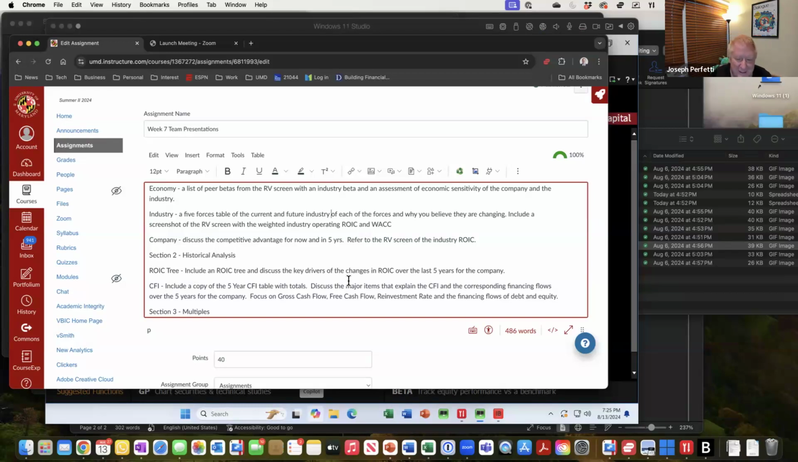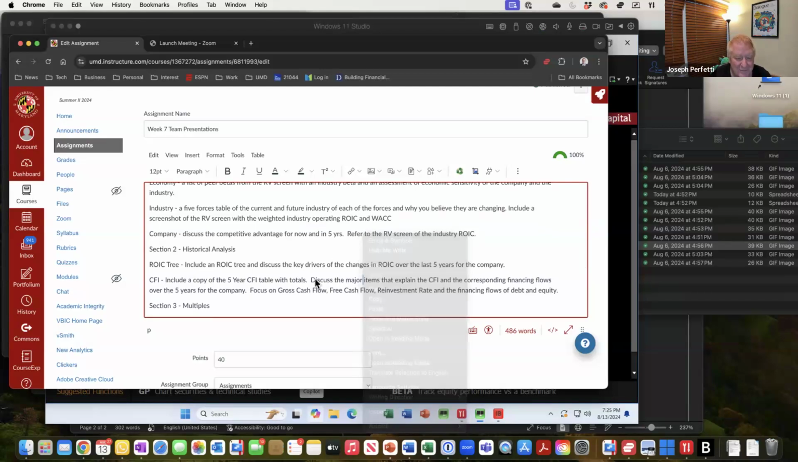So PowerPoint. I copied this assignment over from a previous semester where actually they did have to write papers. Industry, 5 forces, company advantage today and in 5 years, similar to your assignment. Historical. You've got to do a full ROIC tree analysis and a full CFI analysis. When you do the ROIC tree analysis, make sure you cover both levels of the tree. Okay, so tax rate, margin, productivity, gross margin, SG&A, depreciation, working capital, PP&E, goodwill. Okay, so changes for both levels of the tree over 5 years.